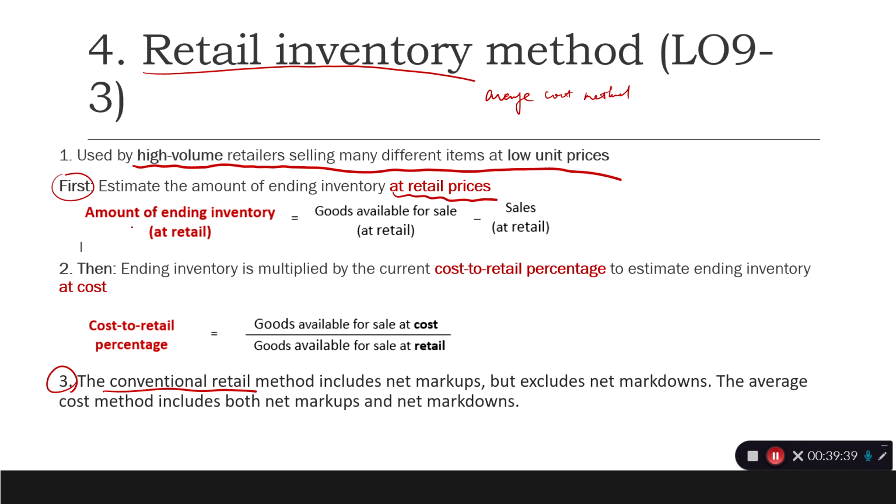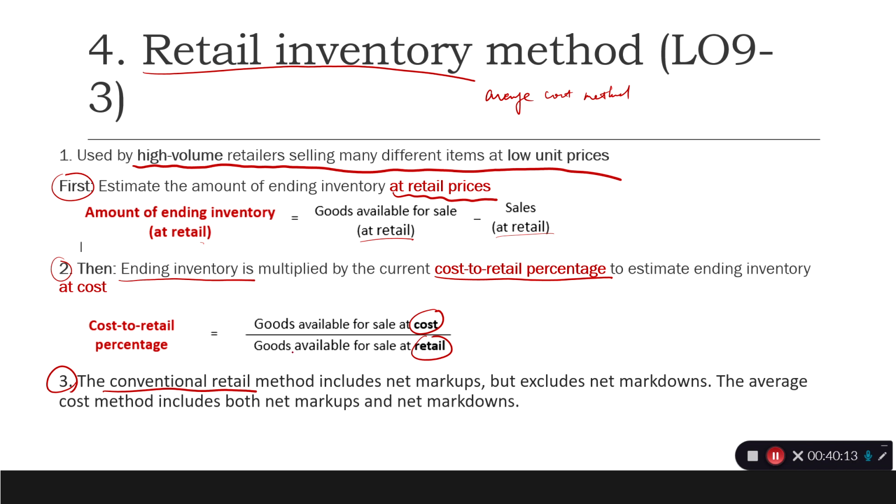To find the ending inventory at retail, you need to understand the cost of goods sold at the retail price, and then subtract the sales. Then you find the inventory cost by multiplying the current cost-to-retail percentage to estimate ending inventory at cost. The cost-to-retail percentage is goods available for sale at cost divided by goods available for sale at retail. And this is an average cost system.